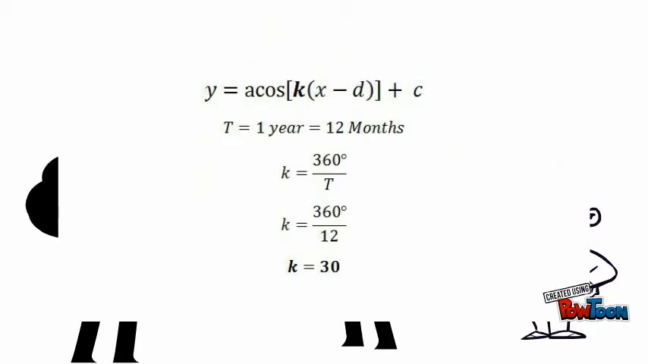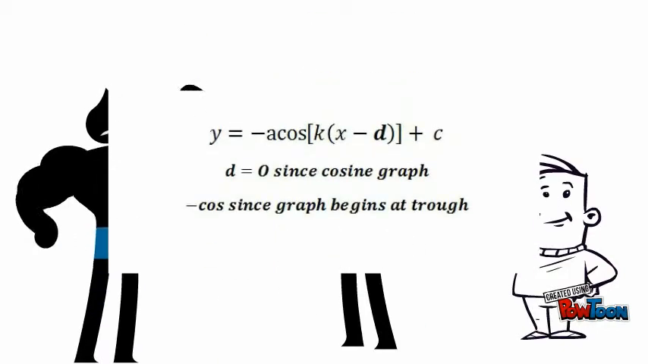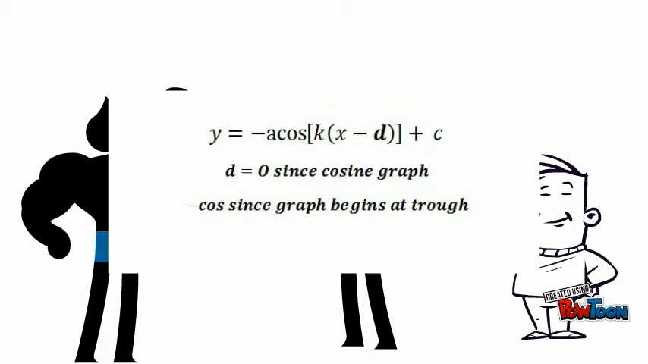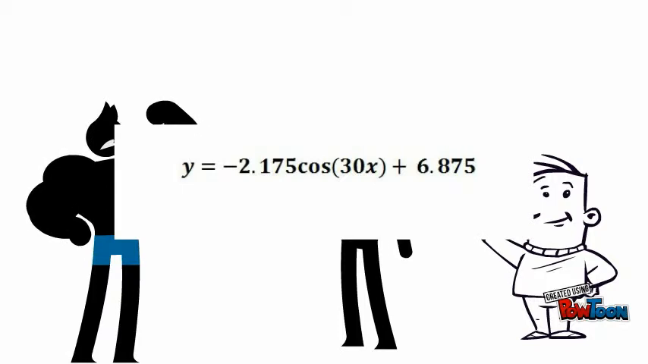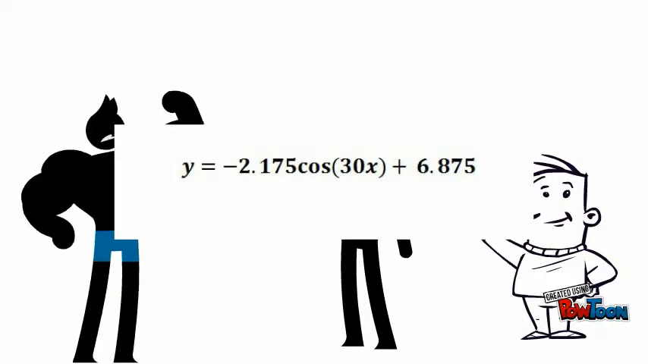The period of the function is 1 year, and since we are using months as our X value, we will do 360 divided by 12, which is 30. So our K value will be 30. Finally, there is no D value because there is no phase shift. This gives us an equation of y equals negative 2.175 cos 30x plus 6.875.